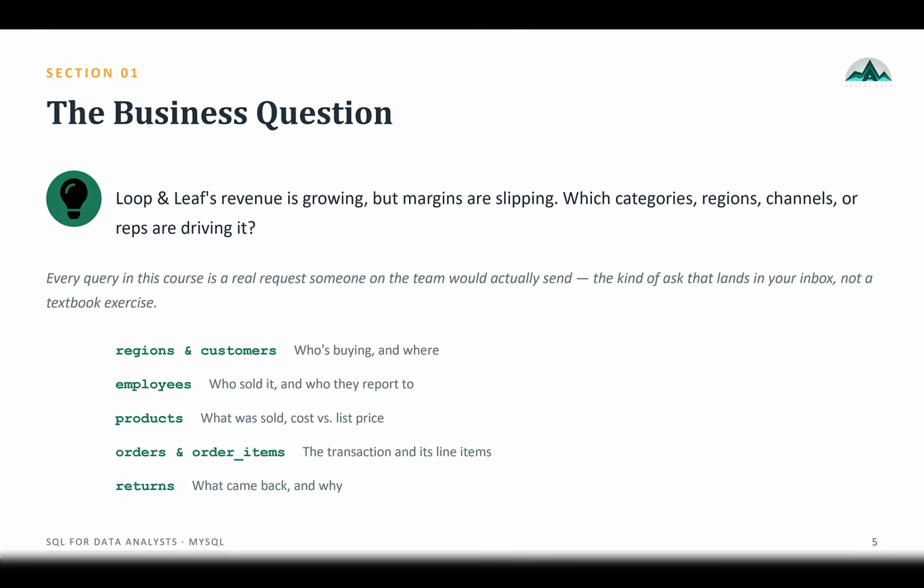So you want to think that in this course, we're going to answer questions. So regions and customers tells us who is buying, employees, who sold, products, what was sold, orders, and items. Those are going to tell us the individual transactions, and then returns, what was returned by the customer and why. So we're going to answer all those questions throughout the course. So let's dive in.